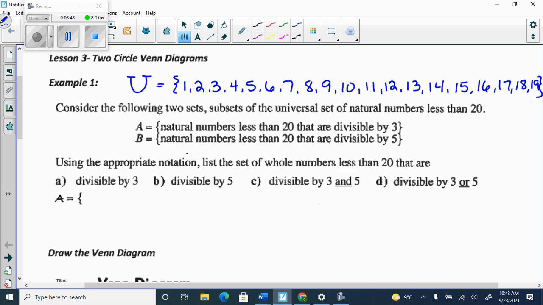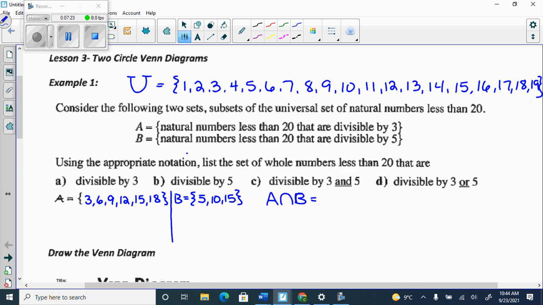So when we fill them in, divisible by 3 is A. So A is going to be 3, 6, 9, 12, 15, 18. Close bracket. Divisible by 5 is B, because B is the set that's divisible by 5, which is going to be 5, 10, 15. And we need to represent what's divisible by 3, which is A, and 5, which is B.